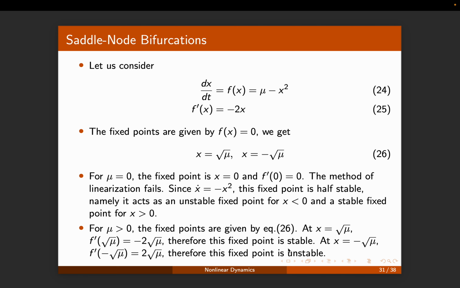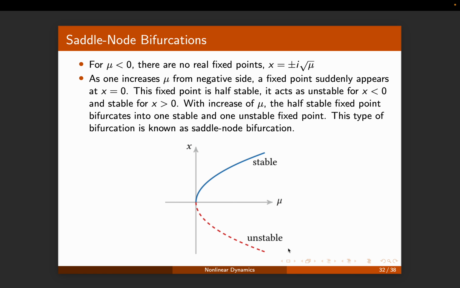For mu greater than 0, there are the fixed points x equal to plus or minus square root of mu. At x equal to square root of mu, f prime becomes minus 2 square root of mu. This is negative, so this fixed point is stable. For x equal to minus square root of mu, f prime becomes positive, equal to 2 square root of mu. Therefore, this fixed point is unstable. For mu less than 0, there are no real fixed points.